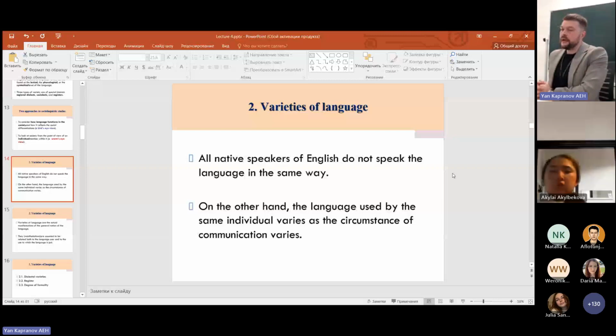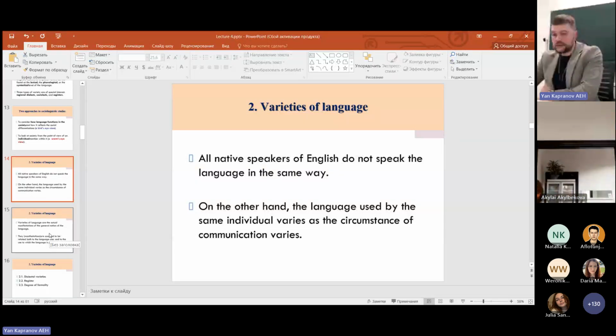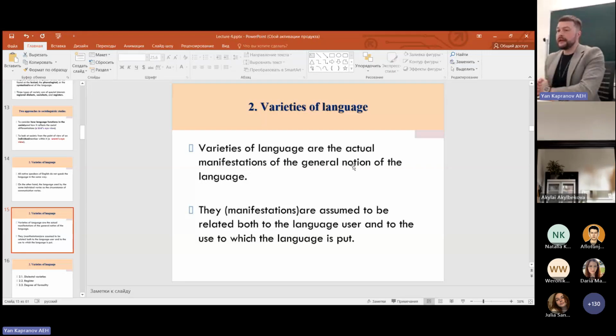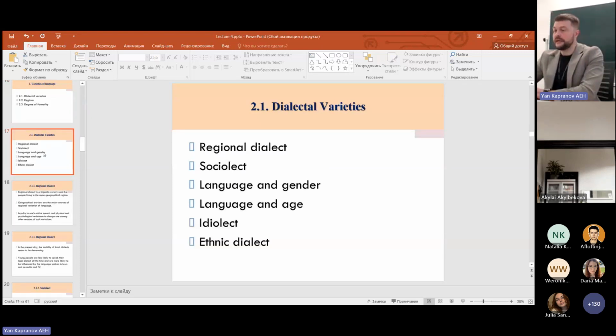On the other hand, the language used by the same individual varies with the circumstances of communication. Varieties of language are the actual manifestations of the general notions of the language. They are assumed to be related both to the language user and to the use to which the language is put. Now I am going to show you these varieties: dialectal varieties, register, and degree of formality. Speaking about the dialectal varieties, the main ones are given on the slide: regional dialect, sociolect, language and gender, language and age, idiolect, and ethnic dialect. So you see that in terms of dialectal varieties, we have certain sub-dialects.